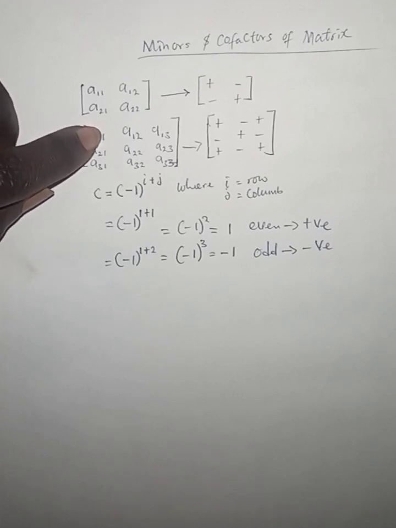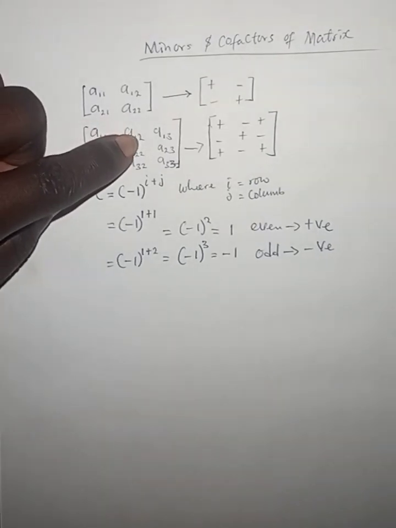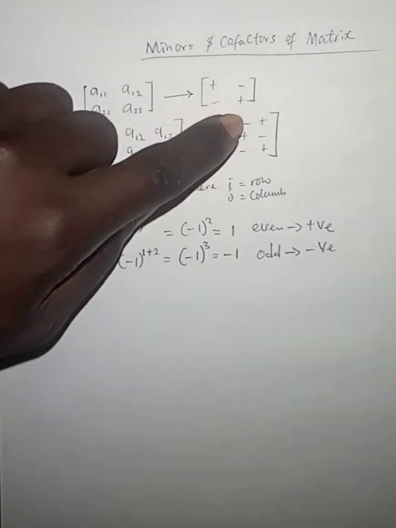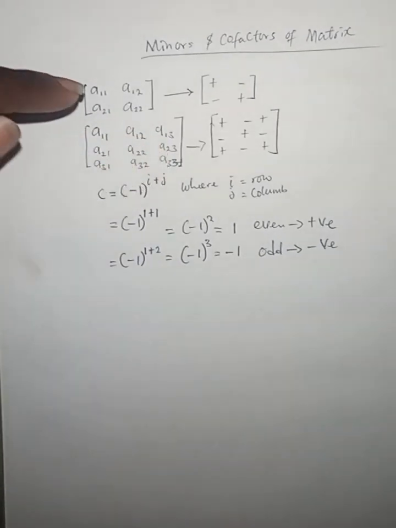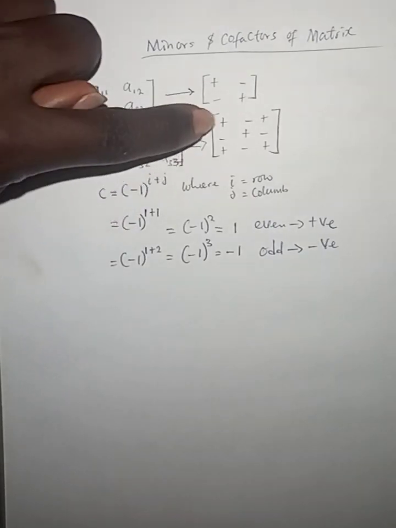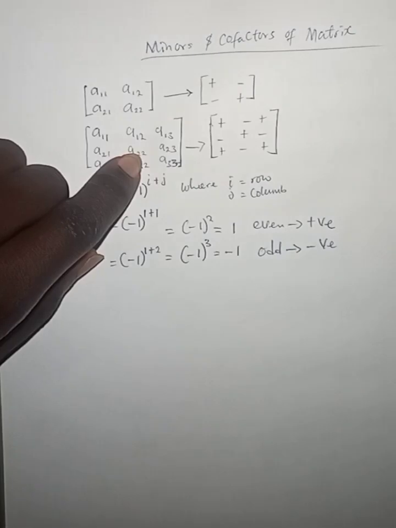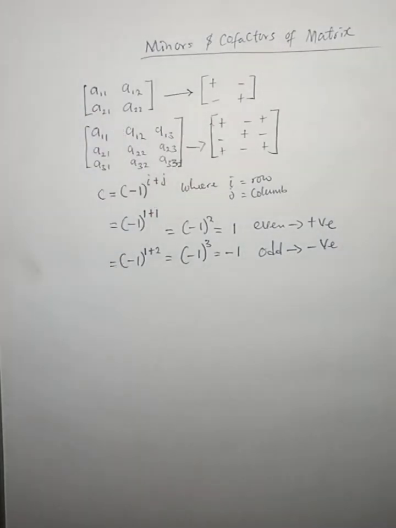1 plus 1, 2, even, positive. 1 plus 2 is odd, and that's why we're having negative here. 1 plus 3 is 4, which is even, positive. 2 plus 1, odd, is going to be negative. 2 plus 2, 4, positive. That is how these signs are obtained.